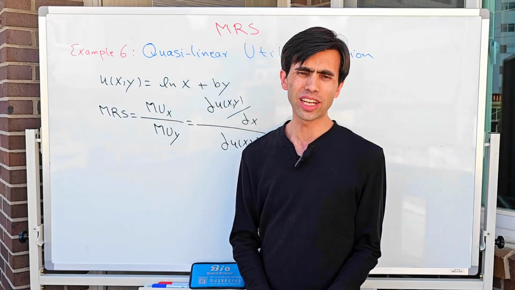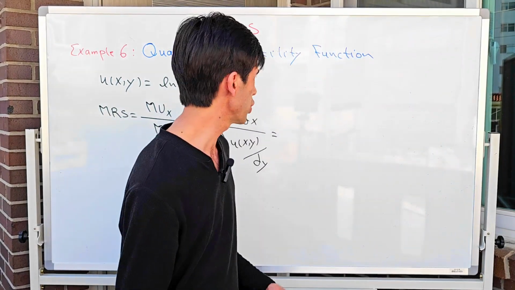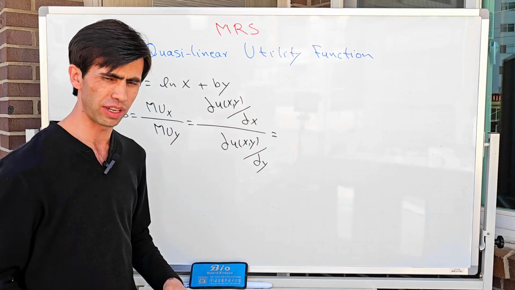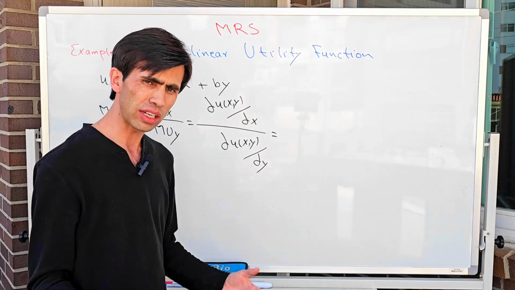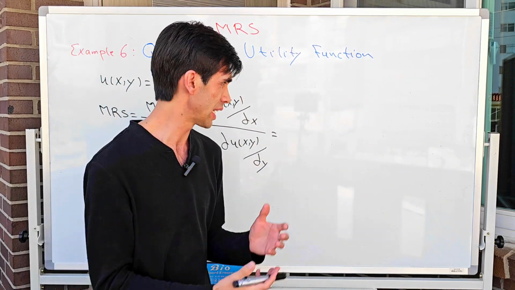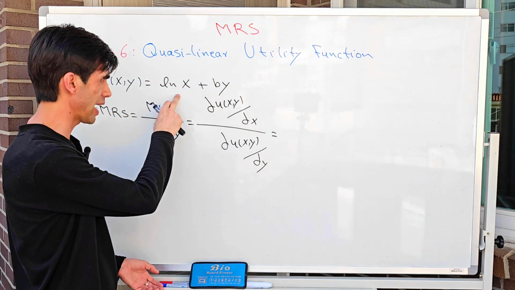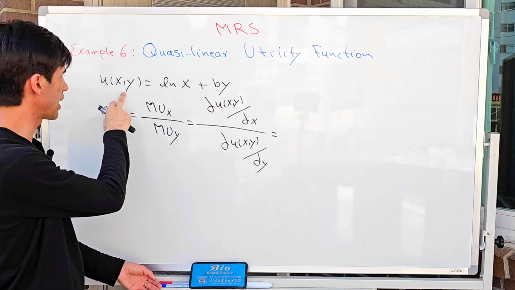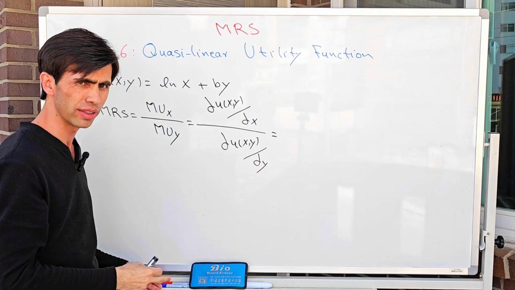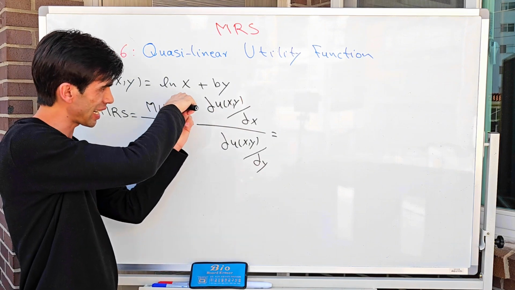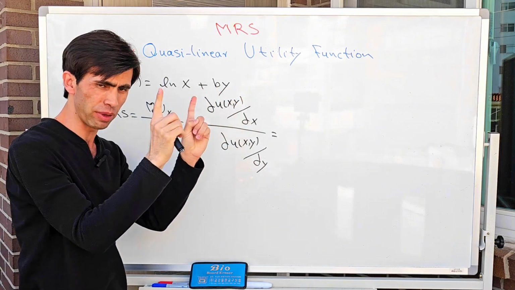Okay guys, now is the time to find out the marginal rate of substitution for a quasi-linear utility function, which is linear in one good and non-linear in another good. So in this case, it's non-linear in x but linear in y, which is the utility function equal to ln of x plus by. So it's non-linear in x but linear in y, remember that.